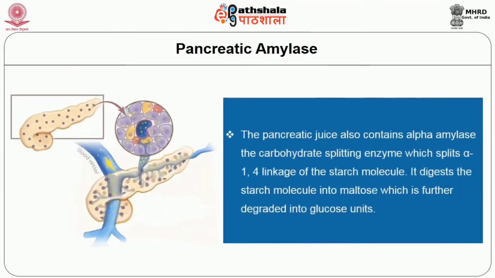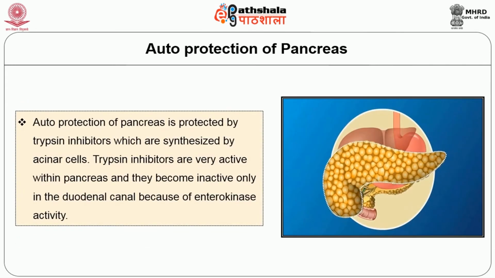The role of pancreatic amylase on carbohydrates: the enzyme alpha amylase splits the alpha-1,4 linkage of the starch molecule and digests the starch molecule into maltose, which is further degraded into glucose units. The autoprotection of the pancreas is provided by the trypsin inhibitors, which are synthesized by acinar cells. Trypsin inhibitors are very active within the pancreas and they become inactive only in the duodenal canal because of enterokinase activity.